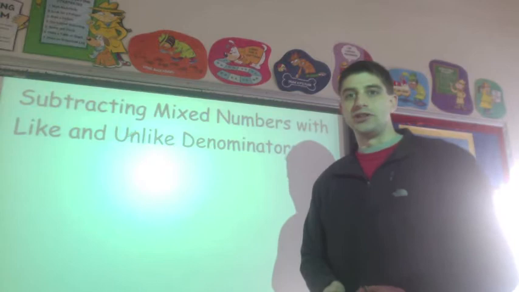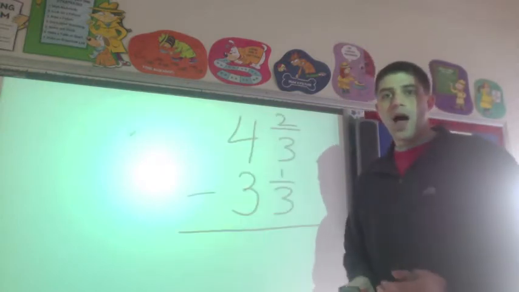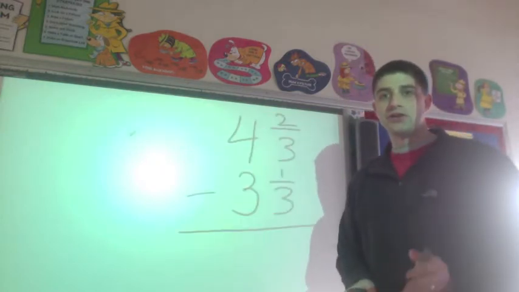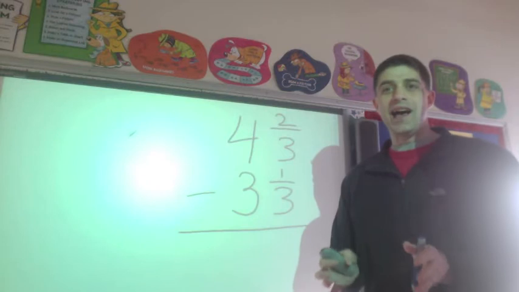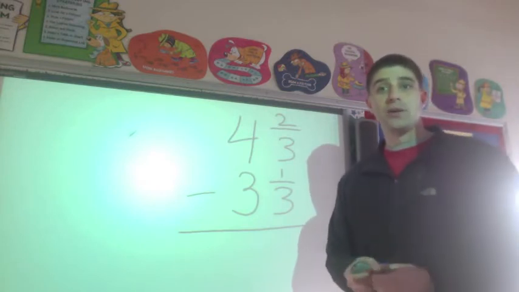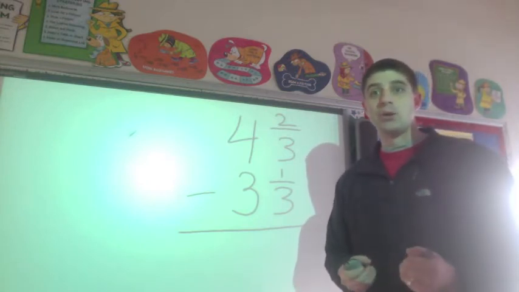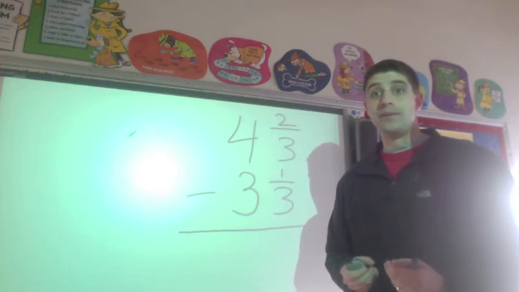Let's take a look at our first example. Up on the board here, you can see I had the fractions 4 and 2/3 minus 3 and 1/3. The first thing I'm going to do before I begin any kind of subtraction is take a look at my denominators. I notice that my denominators are 3 and 3. They're like, so now I have the green light to go ahead and subtract this problem.